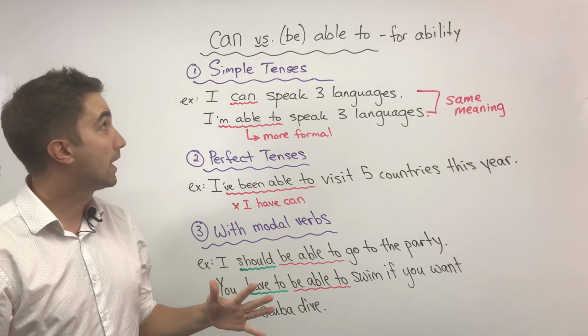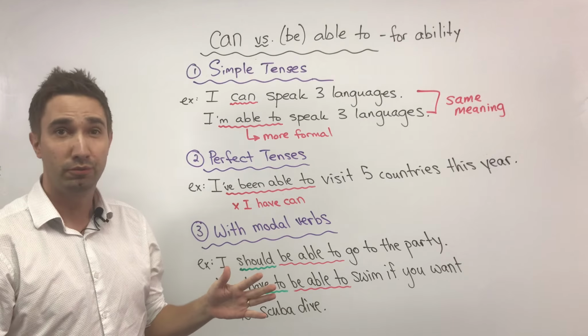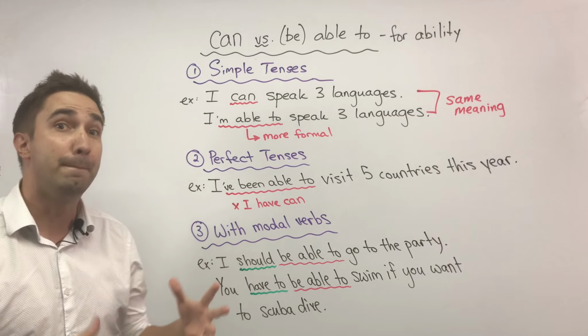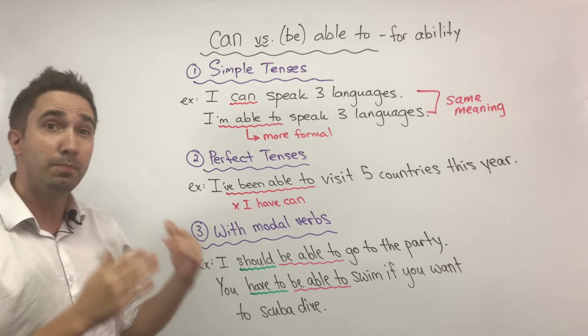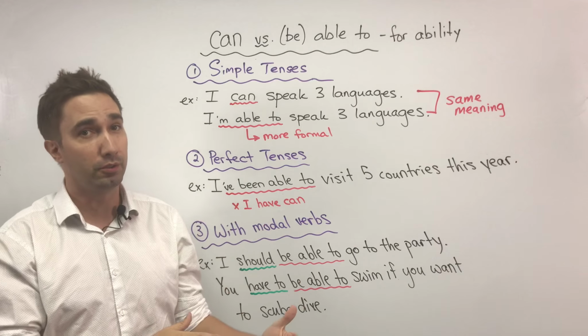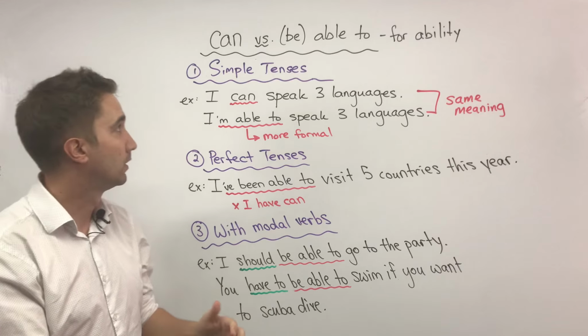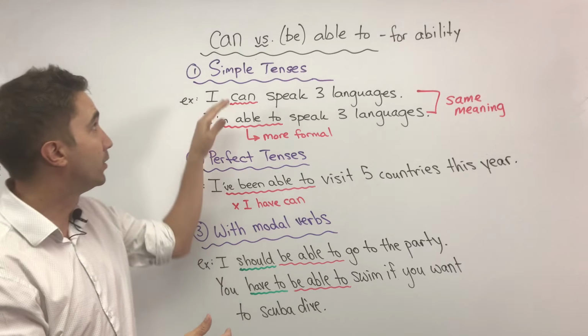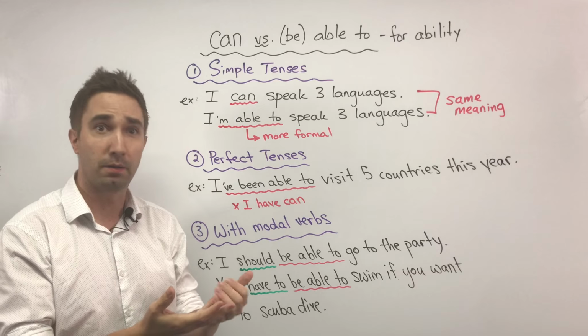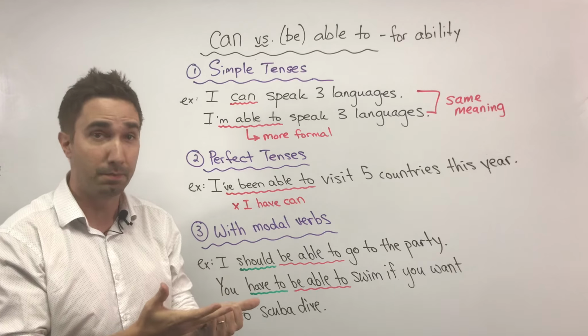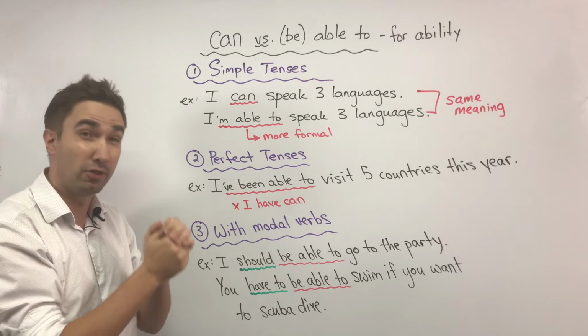All right, can versus be able to. And today we're talking about ability. So we can use both can and be able to talk about ability. So if we're talking about simple tenses, that means like present simple or past simple, we can use actually both.